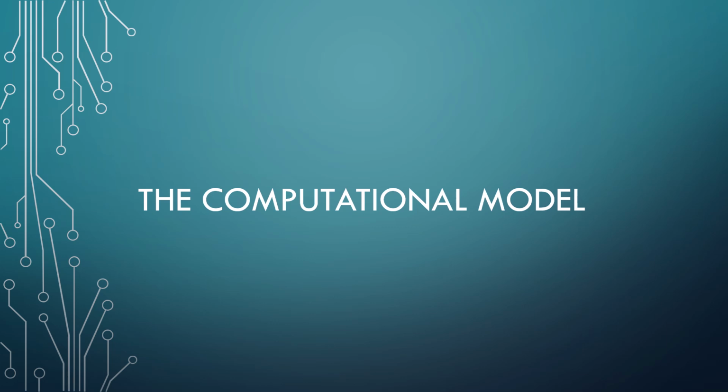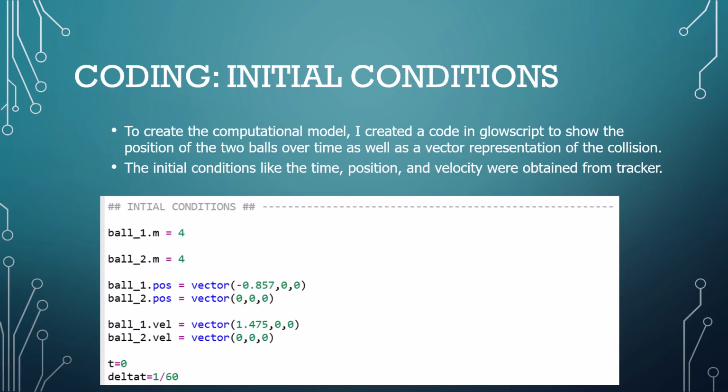Now for the computational model. So these are the initial conditions. To create the computational model, I created the code in GlowScript to show the position of the two balls over time, as well as a vector representation of the collision. The initial conditions, like the time, position, and velocity, were obtained from Tracker.